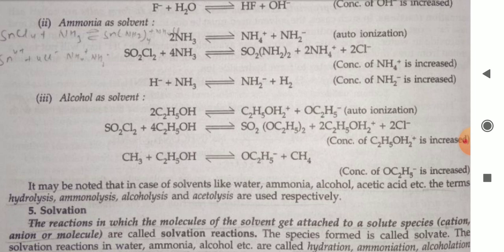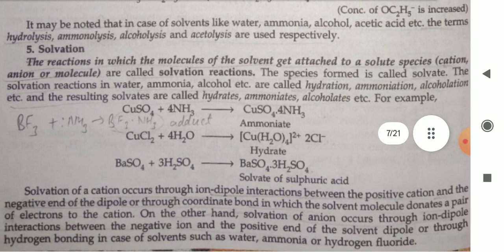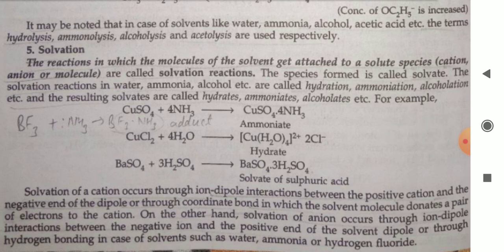Fifth is solvation. The reaction in which the molecules of solvent get attached to the solute species, cation, anion, or molecule, is called a solvation reaction. The species formed is called a solvate. The solvation reactions in water, ammonia, alcohol, etc. are called hydration, ammoniation, alcoholation, etc., and the resulting solvates are called hydrates, ammoniates, alcoholates, etc. For example, copper sulfate with ammonia gives an ammoniate. CuCl2 plus water gives a hydrate. BaSO4 plus H2SO4 gives a solvate of sulfuric acid.